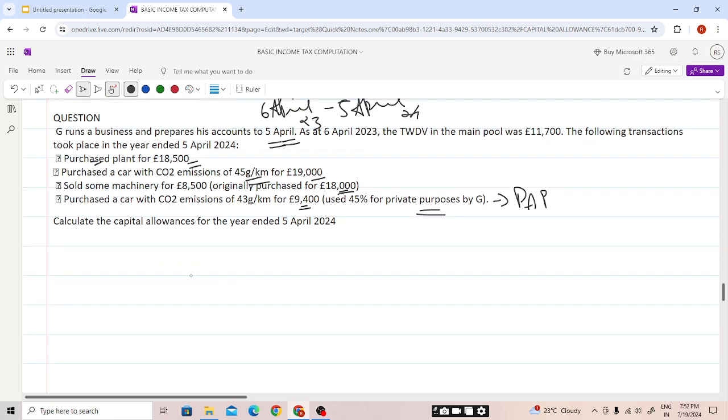Now students, coming to the format: first FIA or AIA if available, then main pool, special rate pool, private asset pool, short life asset pool, and then allowances. I hope this format is clear.